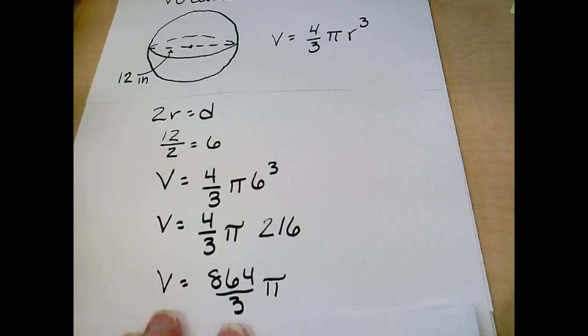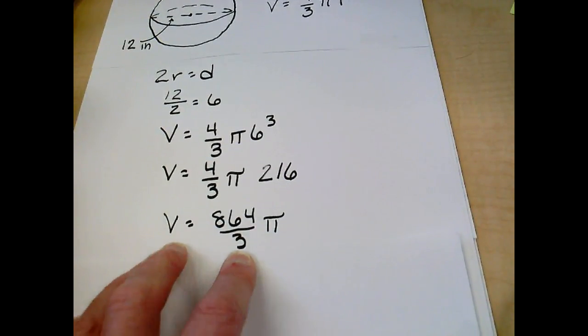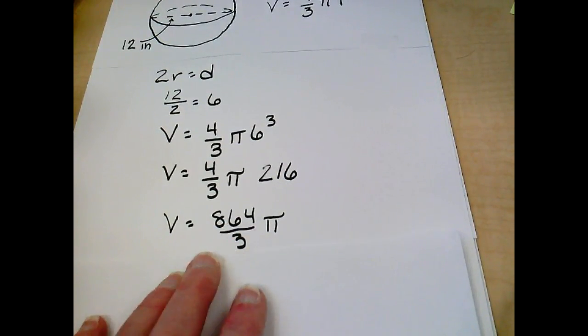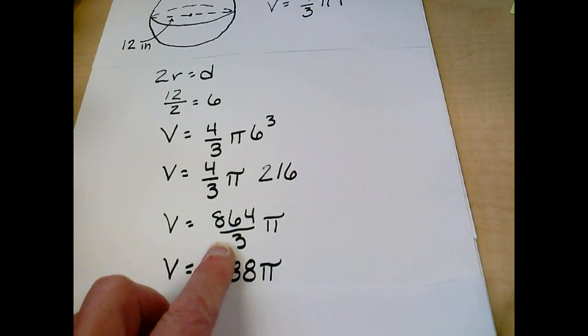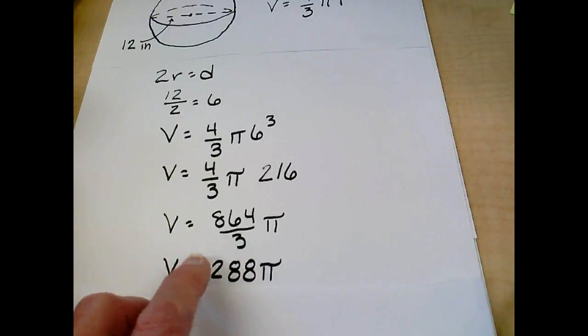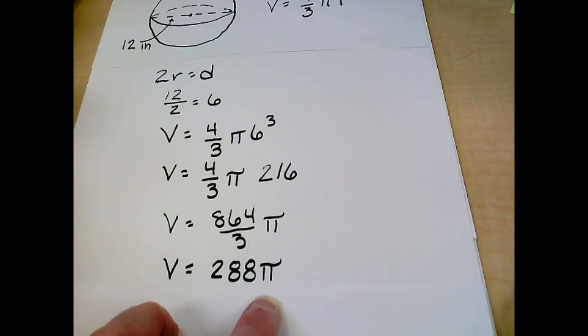Now sometimes that number cannot be divided by 3, so you just leave it in this form for the exact, but in this case 864 is divisible by 3, and I get 288 pi.